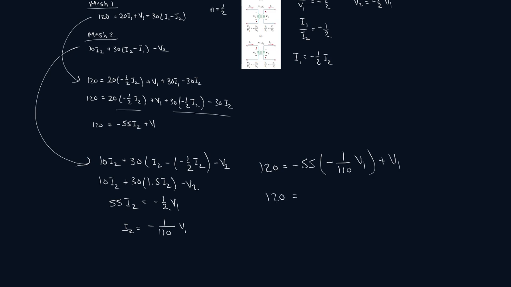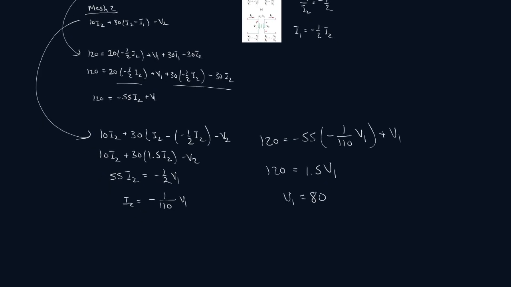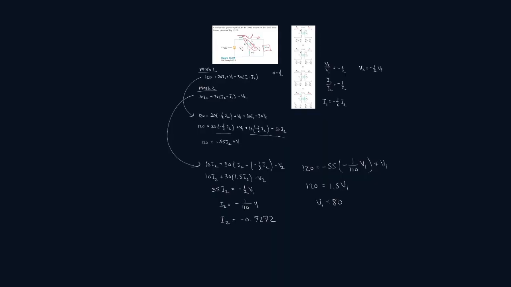So let's solve for V1. So we get 1.5 V1, and V1 is equal to 80. So that means I2 will be equal to minus 0.7272. And now we can get I1, because I1 was equal to, actually we don't even need to find I1 because we're trying to find power.